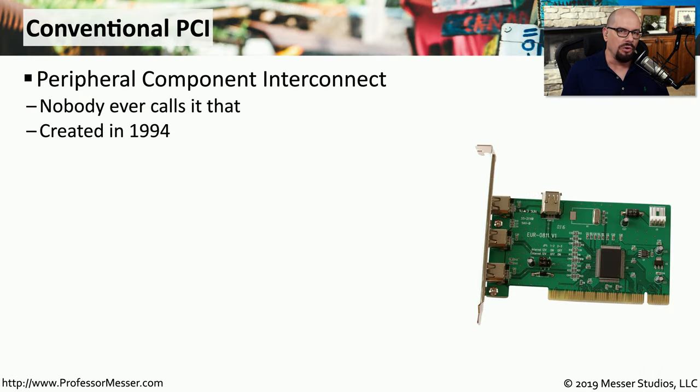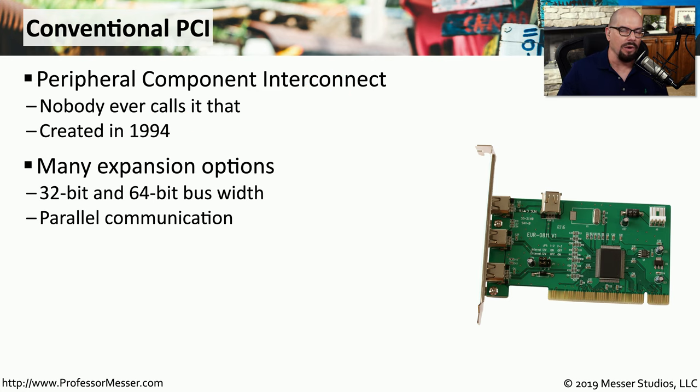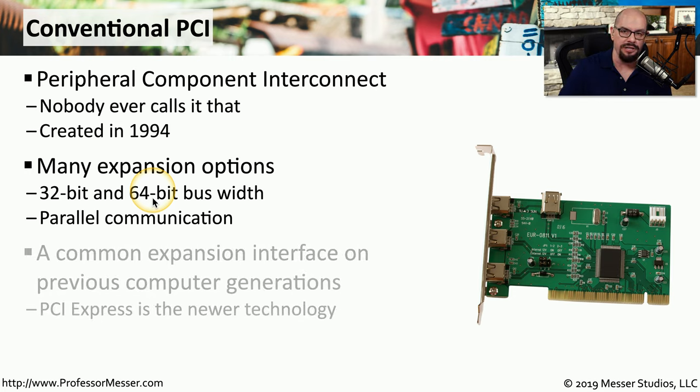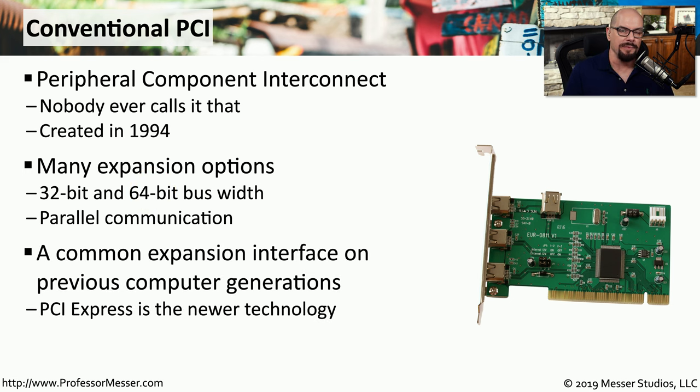If you're working with an older computer, you may see some expansion slots on that computer that are PCI. This is Peripheral Component Interconnect, and it's a standard that's been around since 1994. PCI has different bus sizes that could be used. There's a 32-bit PCI bus and a 64-bit PCI bus, and these communicate using parallel communication. This is a type of connector that you might find on legacy devices. You're probably not going to find a lot of PCI interfaces on your newest computers.